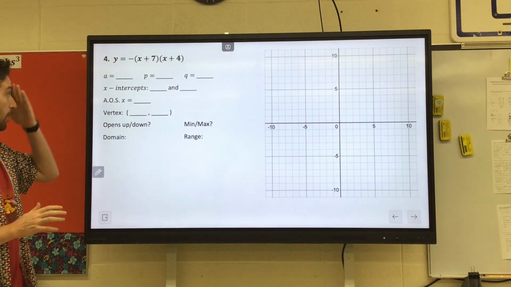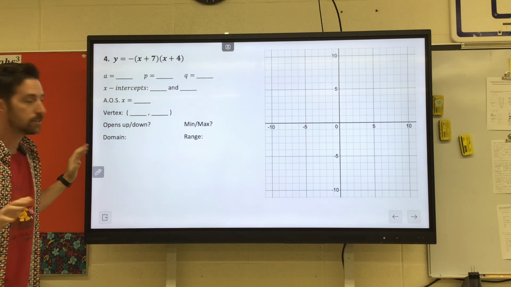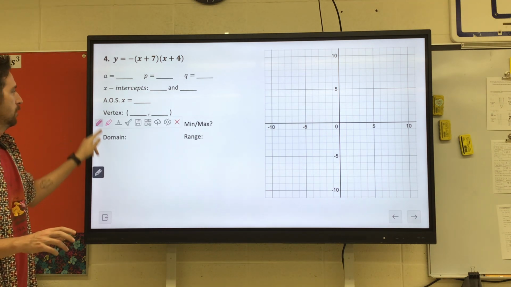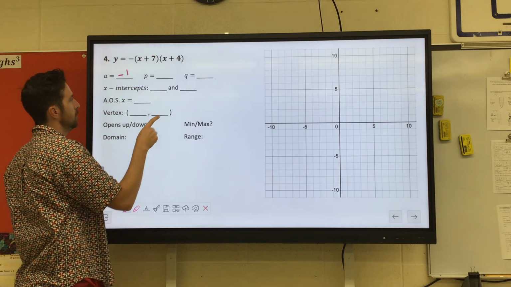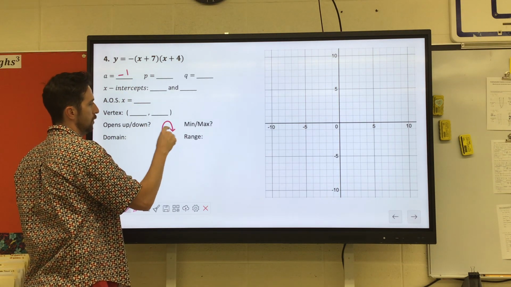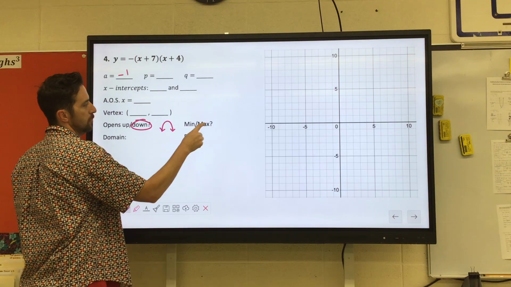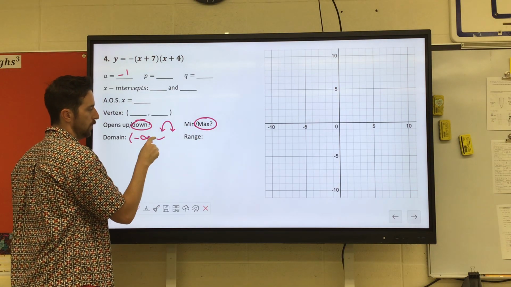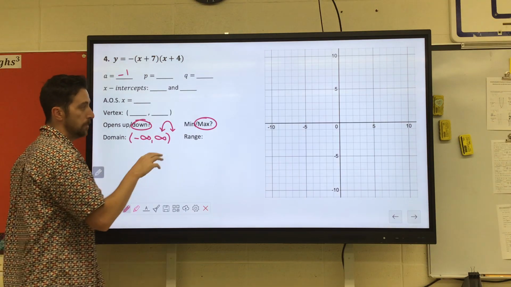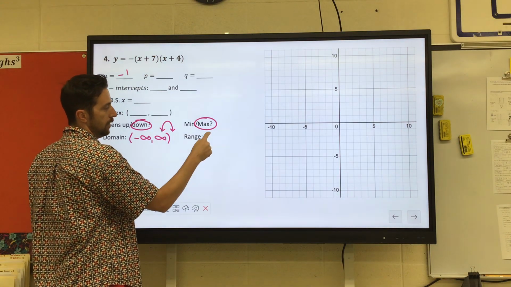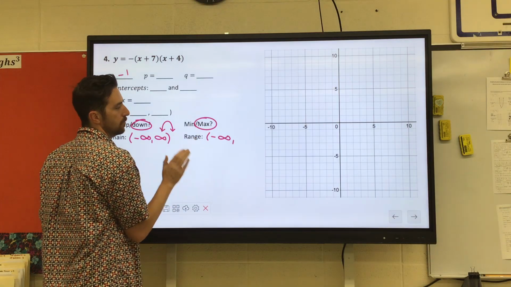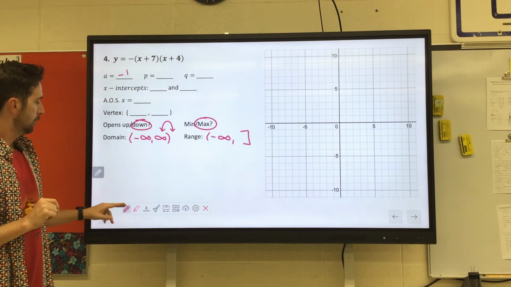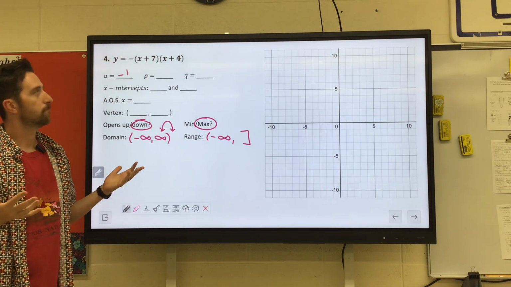What's A? Well, I see a negative out in front, but I don't see any numbers. I know that means A is -1, which means it's going to open upside down, which means our vertex is a maximum coordinate. Our domain for every quadratic equation is all real numbers. And our range is going to start at -infinity, and it's going to max out at the vertex. Not sure what number that is yet. All right, the rest shouldn't be too bad.